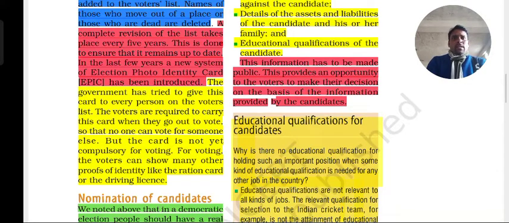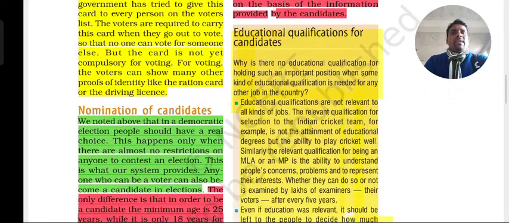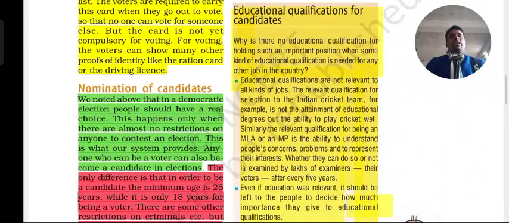Next one is the nomination of the candidates. So the next topic we will be discussing is how the people are being nominated. Okay, how the candidates, those who are standing for the election, are being nominated, and also some processes are there. We'll be talking about that, the nomination of the candidates.